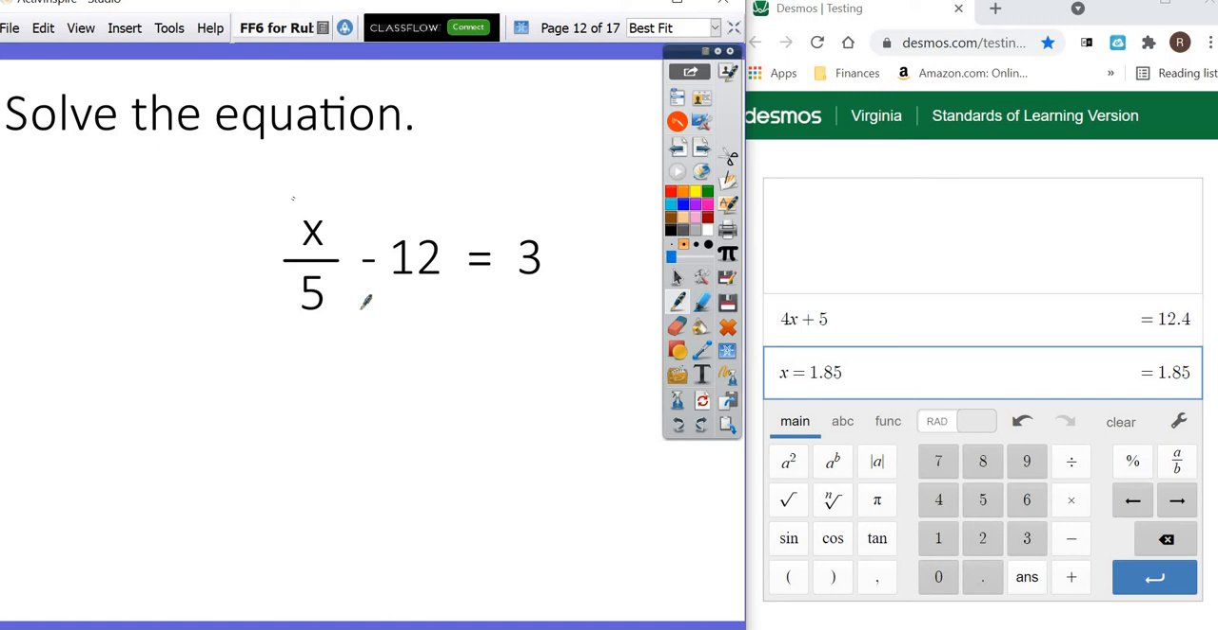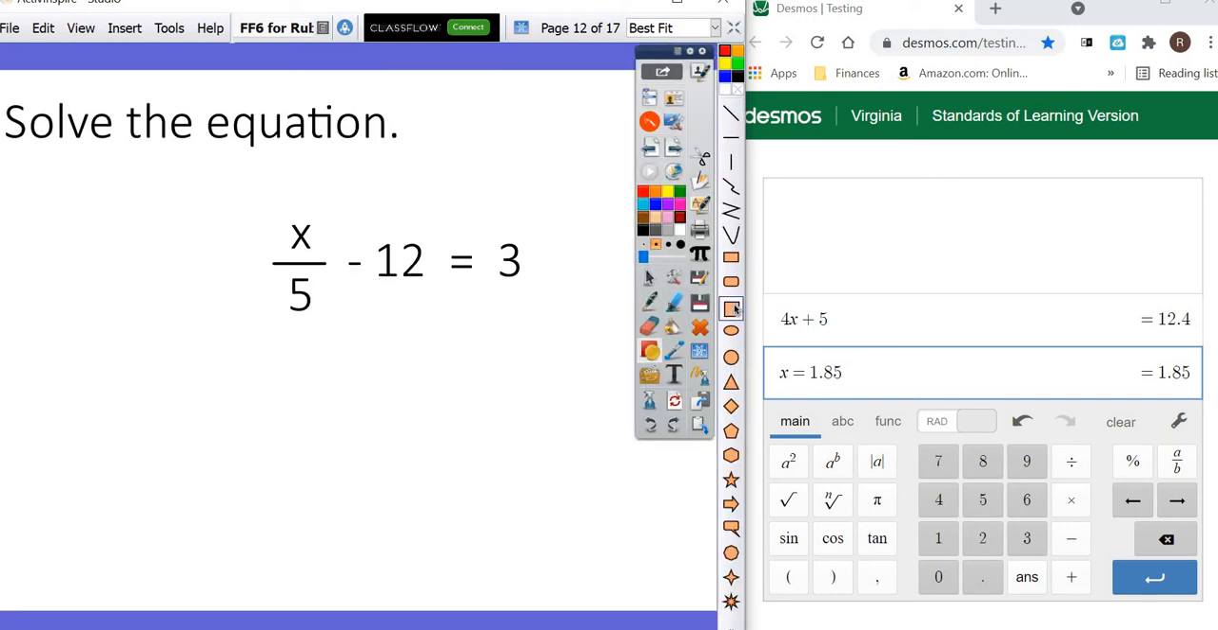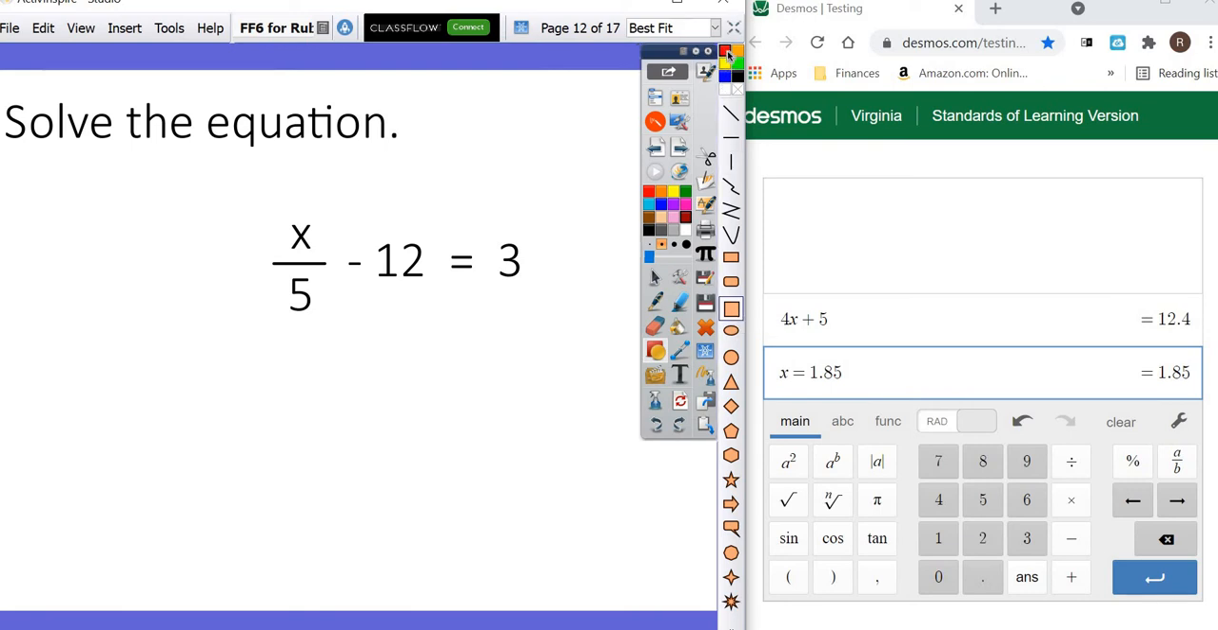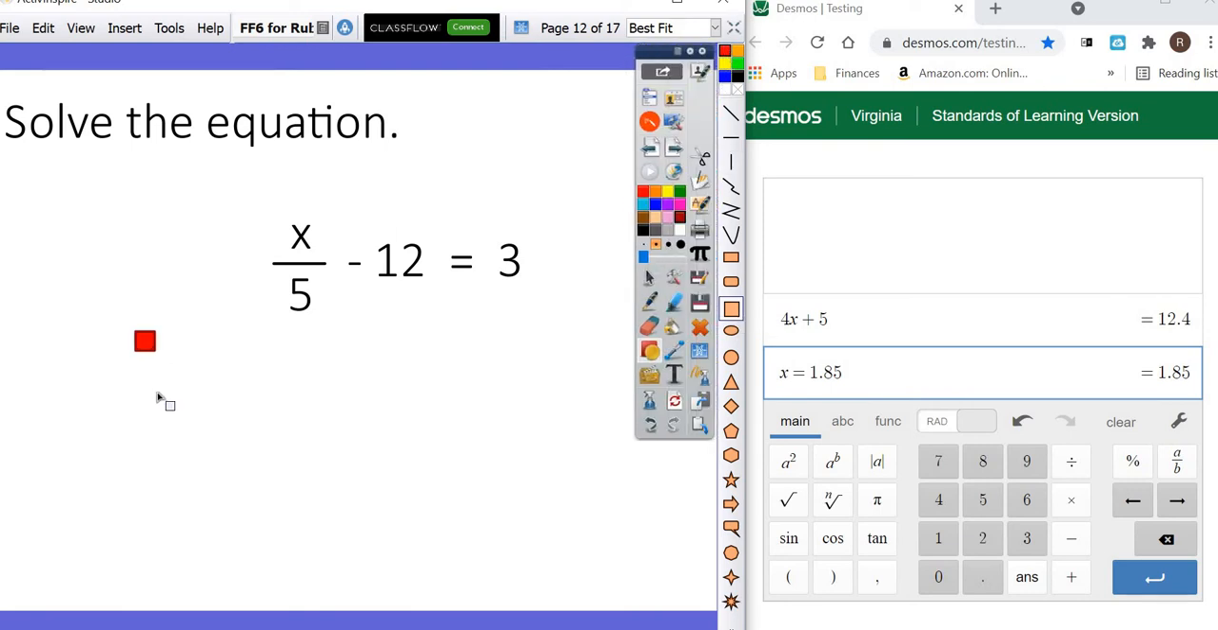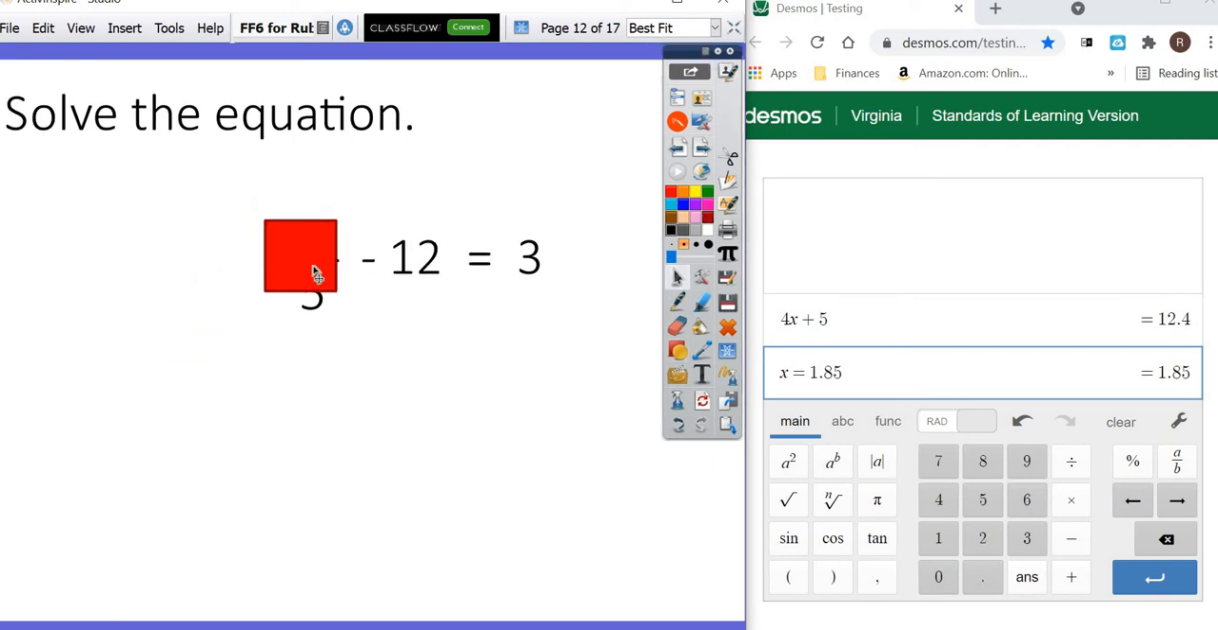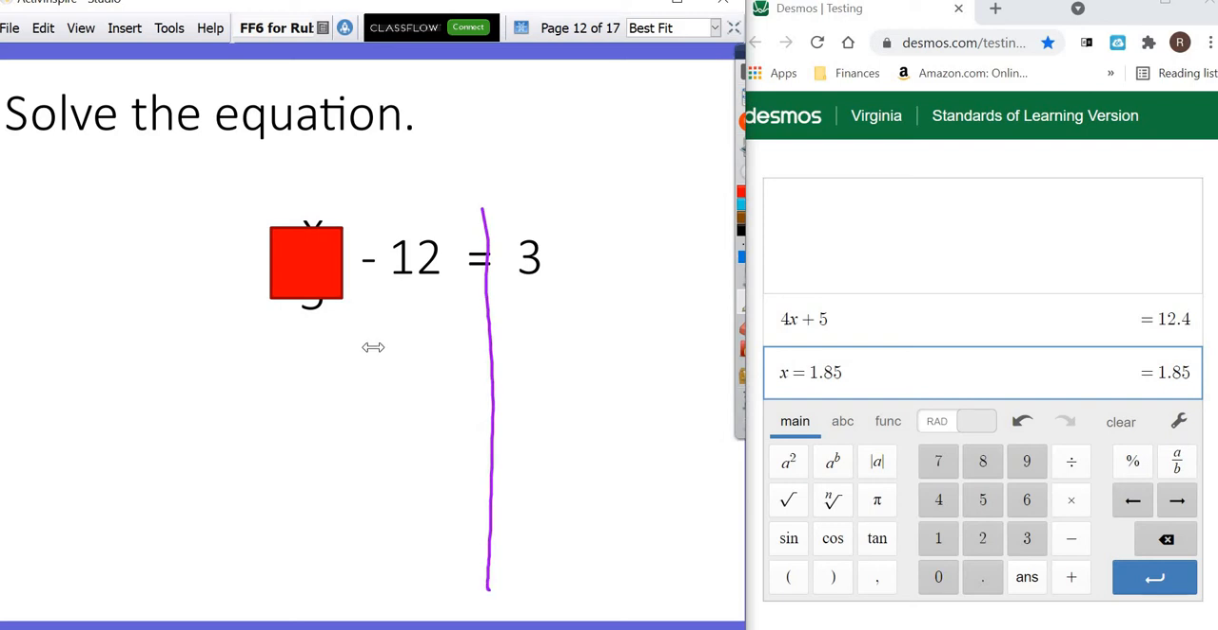All right, so here we go. We have something that I'm going to go ahead and cover up again. So I'm going to grab my square, and I'm going to make sure it's red, and I'm going to come out here and draw it. All right, and then I'm going to move it over here. So I'm going to cover up this, okay? And I'm going to draw my line top to bottom. I have a negative 12 there, so I'm going to get rid of that first. Okay, so 12 plus 3 is 15.